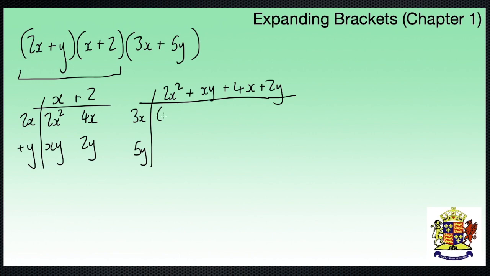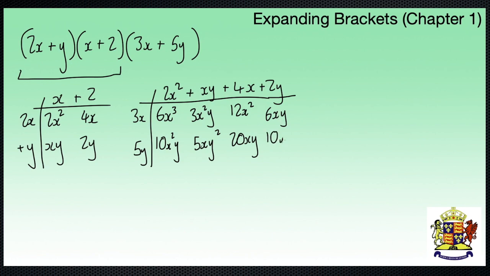2x squared times 3x is 6x cubed. 10x squared y, 3x squared y, 5xy squared, 12x squared, 20xy, 6xy, and 10y squared. Now it's all in this box and we can kind of read it across, and the thing that's nice is we can pair stuff up. These two pair up, great. Then these two pair up, lovely. Take it out of the box.